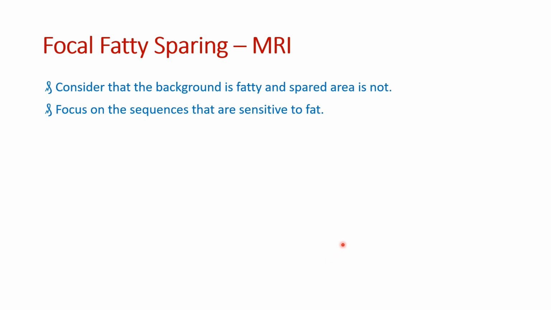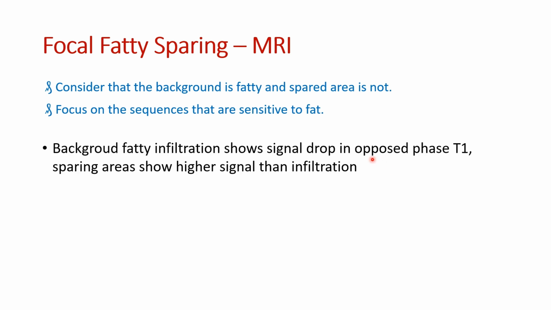On MRI, we should focus on the sequences that are sensitive to fat. And the most helpful is the opposed phase gradient echo T1 sequence. The background fat infiltration shows signal drop in that sequence, but the sparing areas show higher signal.